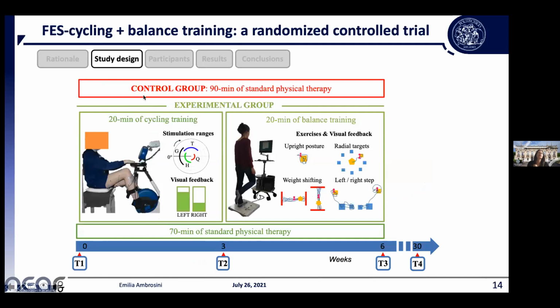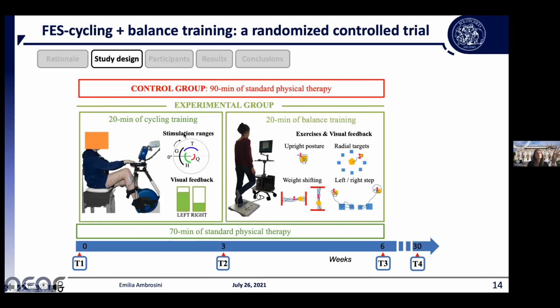So we had a control group performing 90 minutes of standard physical therapy. And then we had an experimental group. This experimental group performed 20 minutes of cycling training or balance training, and then 70 minutes of standard physical therapy, so the same as the control group. So the amount of training was the same for the 2 groups, but 20 minutes of the total 90 minutes that were foreseen for the control group were devoted to this experimental intervention.